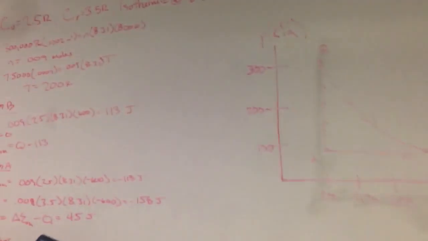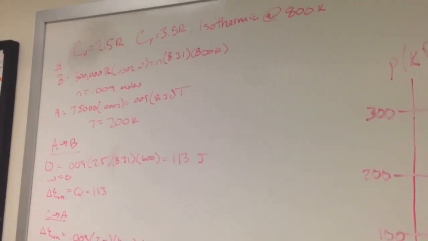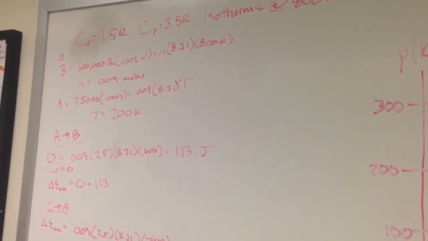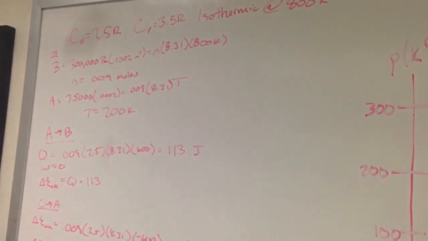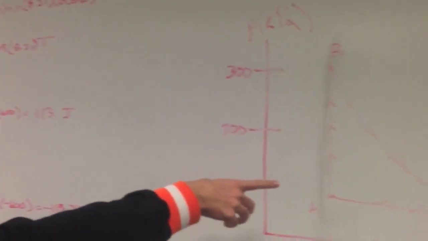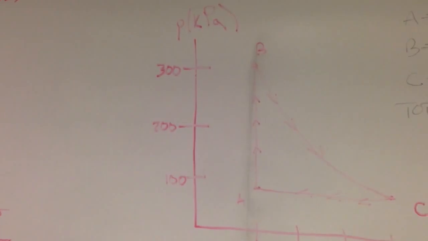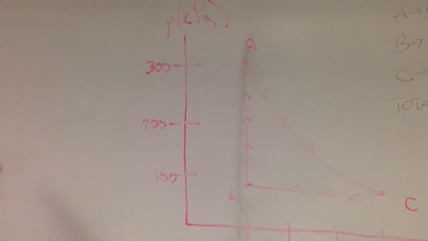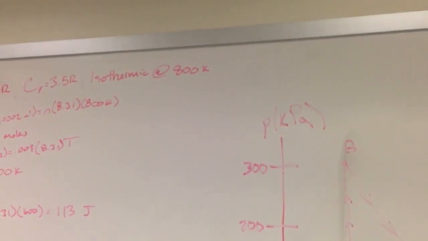We were given a few bits of information. We know that CV is equal to 2.5 R, and then CP is equal to 3.5 times R. And we're given that step B to C is an isothermal expansion, and that it happens at 800 degrees Kelvin.